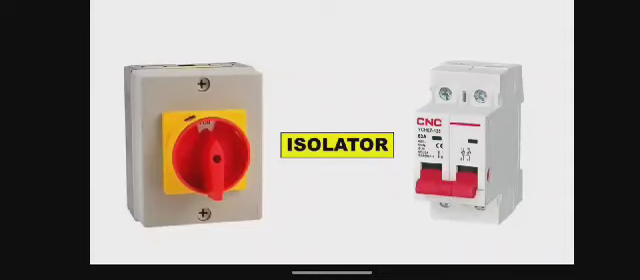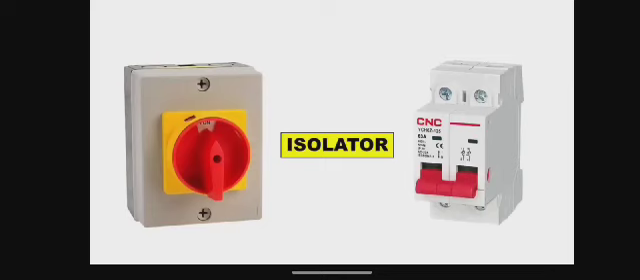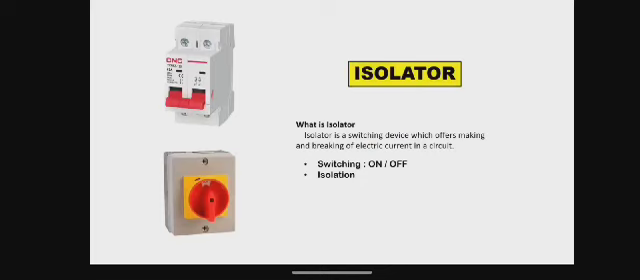First of all, I am discussing the isolator. Isolator is just a type of switch. In your home, to turn a bulb on and off, you use a switch. The isolator is the same as a switch. You can even call this switch an isolator also. You will not get any kind of protection through this isolator. The only work of an isolator is to turn the power supply on and off.